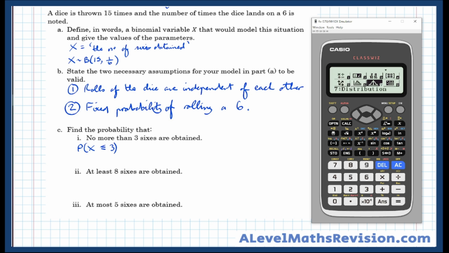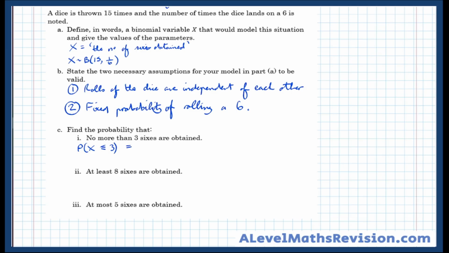Let's go into binomial CD mode and work that out. So the probability that X is less than or equal to 3, number of trials was 15, and the probability of success was 1/6, 1 divided by 6. There we go. So the answer is 0.7685 to 4 significant figures.